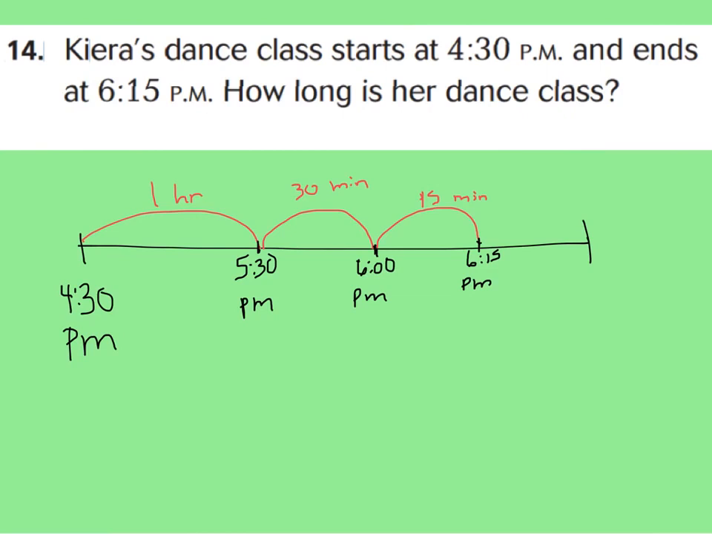Okay, so if you look right here, here's what I did. I knew my start time was 4:30 p.m., so I added 1 hour, which made it 5:30 p.m. I couldn't add a new hour because that would be 6:30 and that would be way too much. So I just jumped 30 minutes on mine, and that took me to 6 o'clock p.m. So far I had 1 hour and 30 minutes to make it to 6 o'clock p.m. And then I just added an extra 15 minutes, which took me to 6:15 p.m. When I add up all my times, I have 1 hour plus 30 minutes plus 15 minutes. So that would be 1 hour and 45 minutes. That's how long her dance class is.